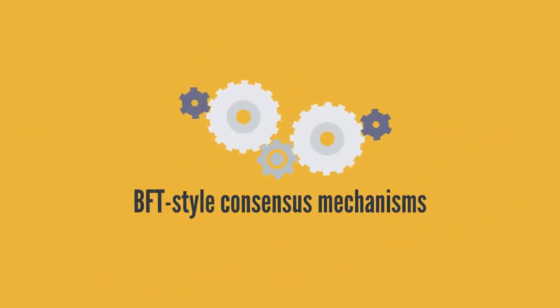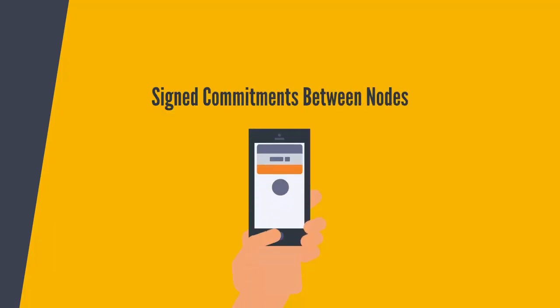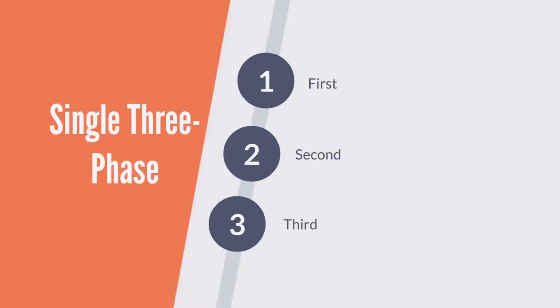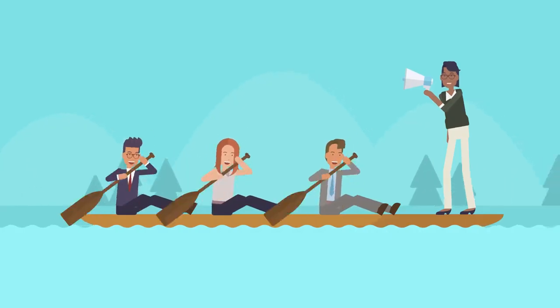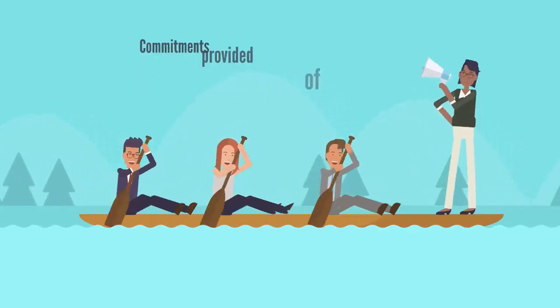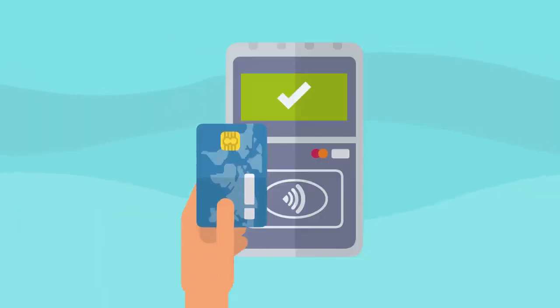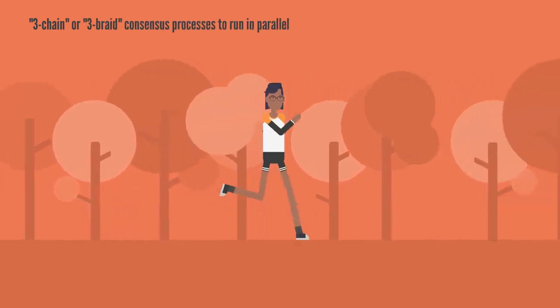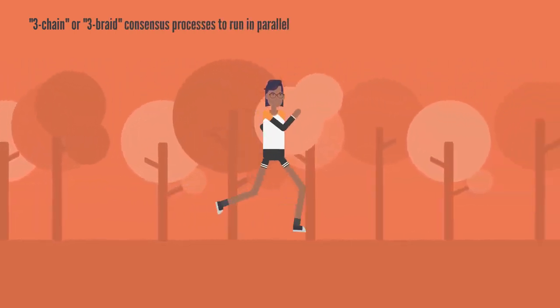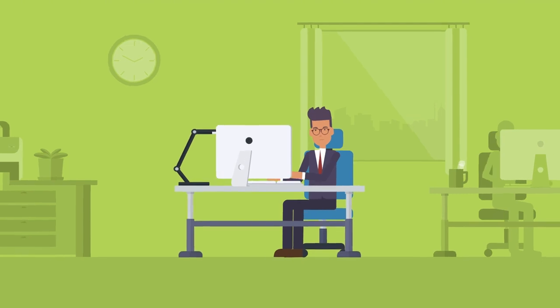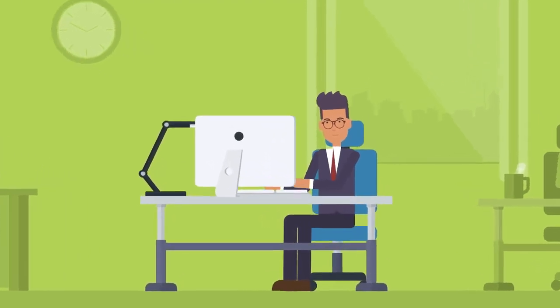Typical BFT-style consensus mechanisms use 2 or 3 phases of signed commitments between nodes to finalize a transaction. Cerberus's braided consensus runs a single 3-phase BFT instance, called a 3-chain, within each shard, but braids these instances together with commitments provided by the leaders of the other related shards. This approach allows all relevant shards to atomically commit to transactions that might pass through multiple shards. Cerberus allows its 3-chain or 3-braid consensus processes to run in parallel. Each shard can reach consensus independently as needed for a given transaction.